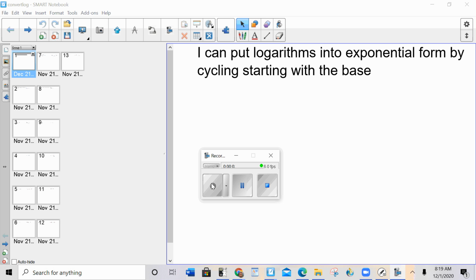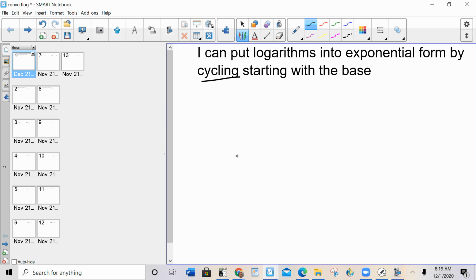Hello everybody. Today I can put logarithms into exponential form by cycling, starting with the base. So we're going to learn about what the cycle is. It's very important when we're dealing with logs. I can put logarithms into exponential form by cycling, starting with the base.